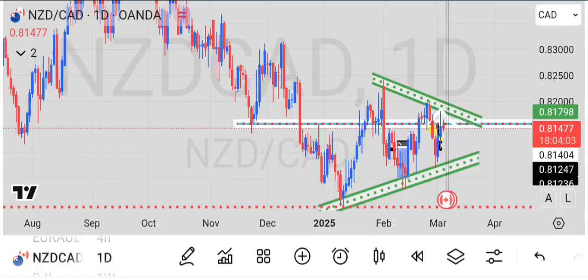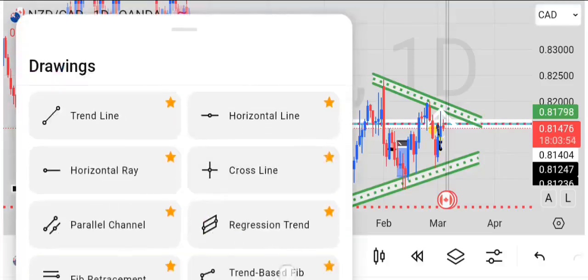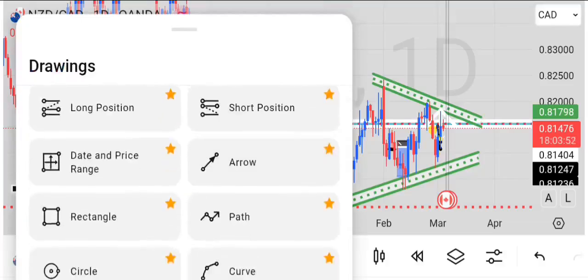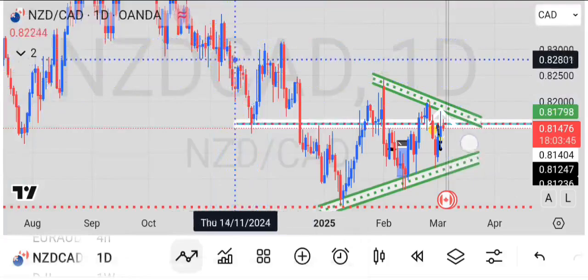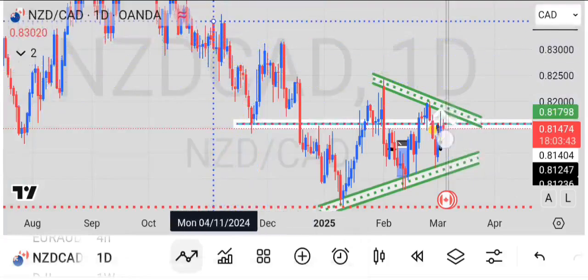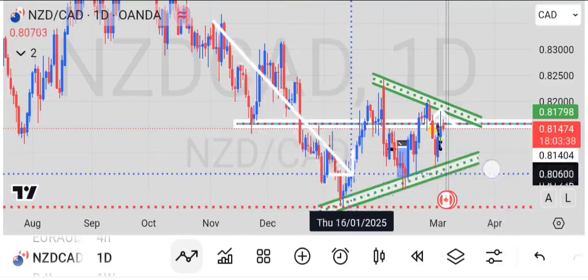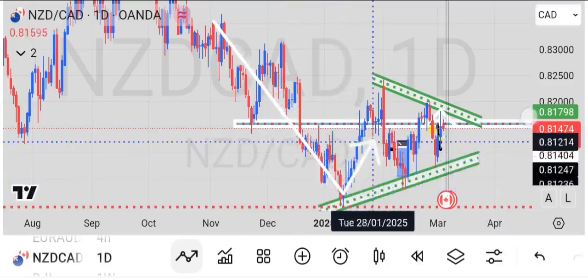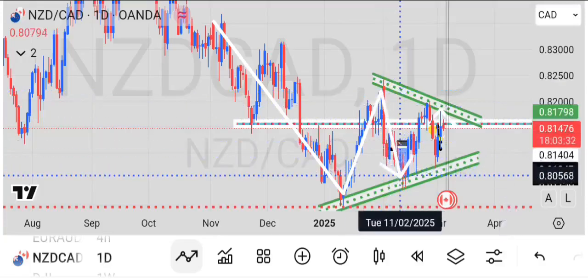Alright. So now, if you understand market structure, you would know that what you are looking at on the chart right now is what we call a symmetrical triangle. Look at that white arrow. The price pulled back. Can you see?